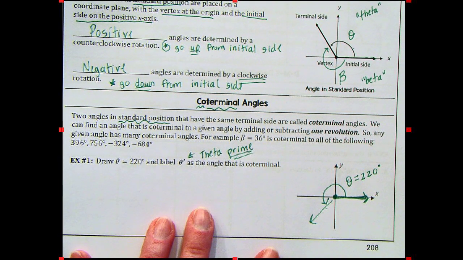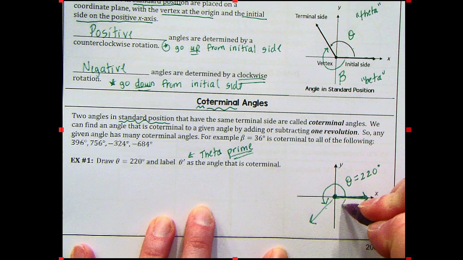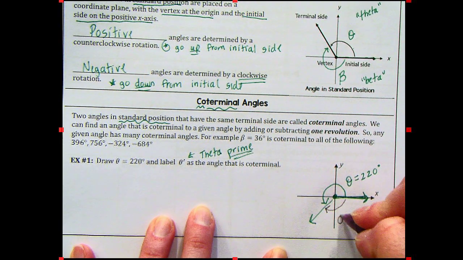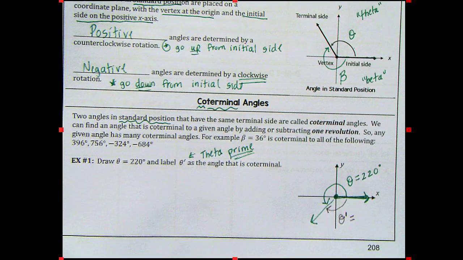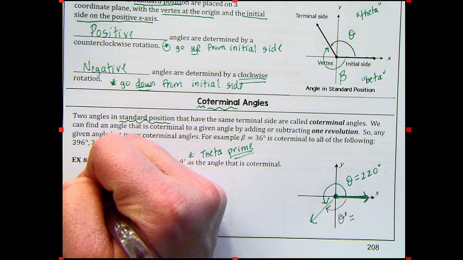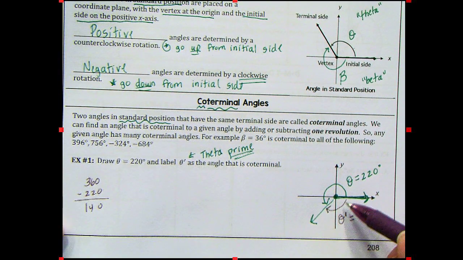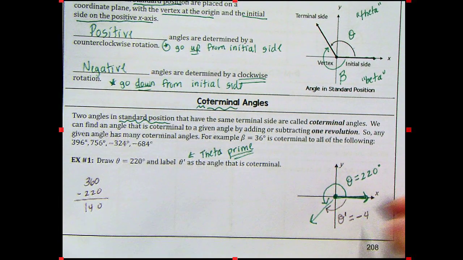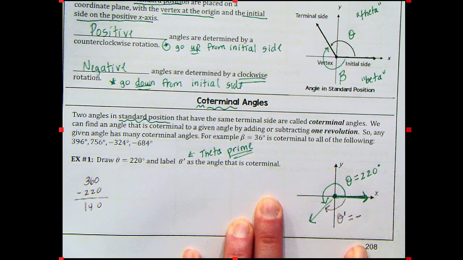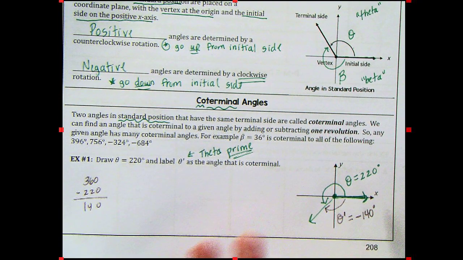It told me to also label theta prime as the angle that is coterminal. So the coterminal angle could be this one if I go the negative route. So I would say theta prime is equal to, now if this is 220, we know to get through the rest of a circle, it would be 360 minus 220. If I did 360 minus the 220, this part here would be 140, but since I'm going down, it would be negative 140. So 220 and negative 140 would be coterminal angles.